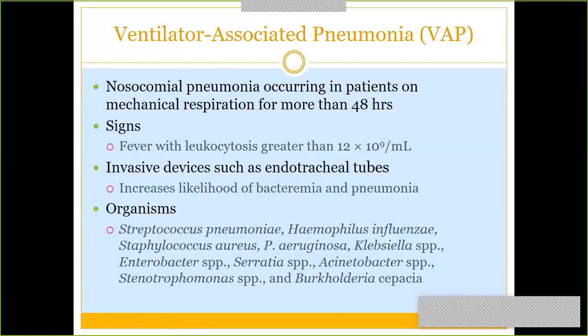So you get a fever, just like with any pneumonia, and high white counts, indicating an active infection. Organisms that tend to really cause this: Strep pneumo, Haemophilus influenzae, Staph aureus, Pseudomonas aeruginosa, Klebsiella, Enterobacter, Burkholderia cepacia. When you look at that list, hopefully you remember most of these organisms from Micro One. All of these cause respiratory illnesses. Every single one of these had something to do with respiratory to begin with. So it shouldn't be a surprise that they're listed with ventilator-associated pneumonia.